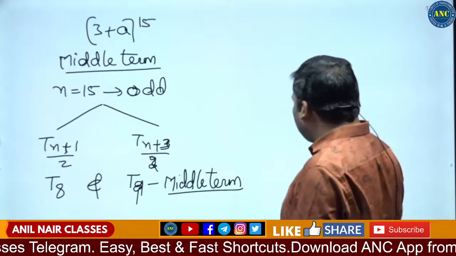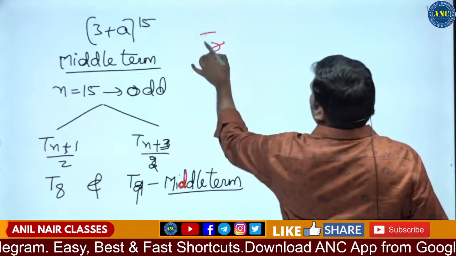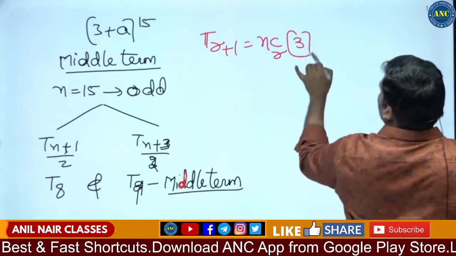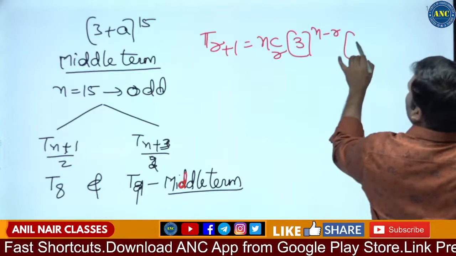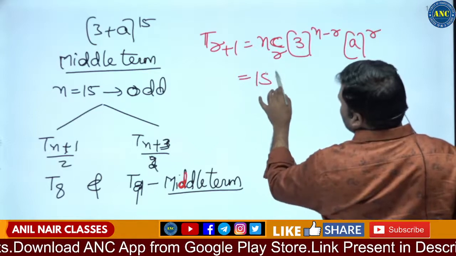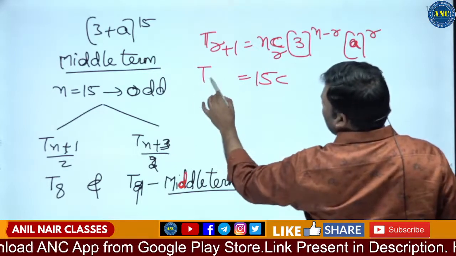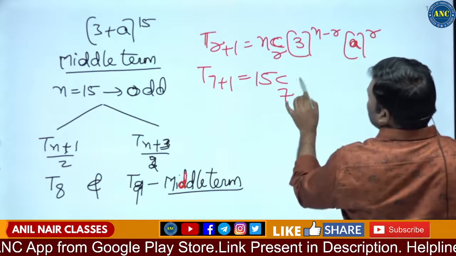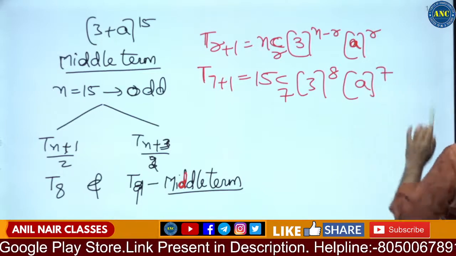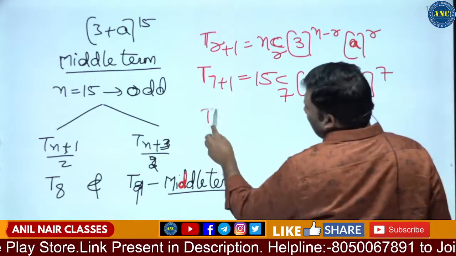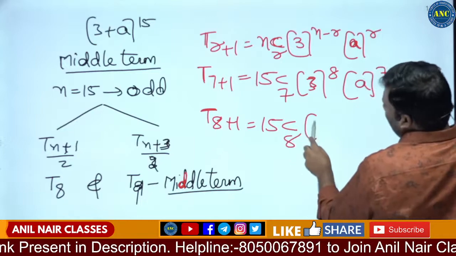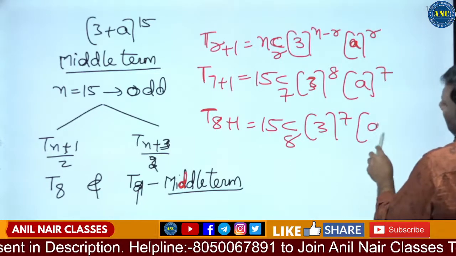How to find the middle term? The term is given by T(R plus 1) equals NCR, 3 power N minus R and A power R. Instead of N, 15 is given. 15C, what do we require? T8. 8 is 7 plus 1. 15C7, 3 power 8 and A power 7. This is the first middle term. Next it is T9. T(8 plus 1) equals 15C8, 3 power 7 and A power 8.